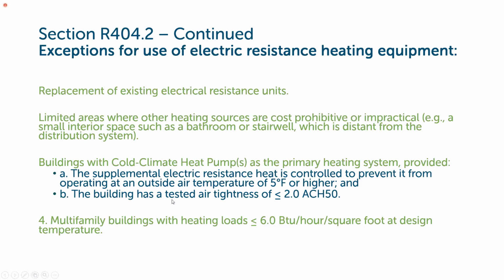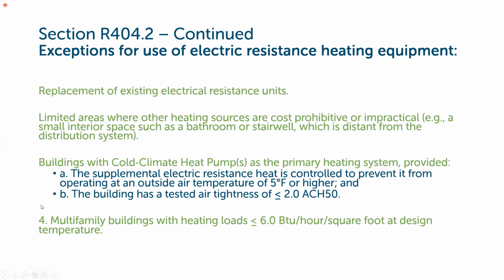So that means that the electric resistance will not turn on if the whole building load is being met by the heat pump. So that's what this references here, that as long as the outdoor air temperature is 5 degrees or higher, the heat pump equipment will be meeting the whole load for the house. So the electric resistance needs to be inoperable at those temperatures or higher. And it also requires that the building be a tighter envelope than what base code would require. Base code requires 3 ACH 50. If you're going to be using this electric resistance option, the building needs to be 2 ACH 50 or better.